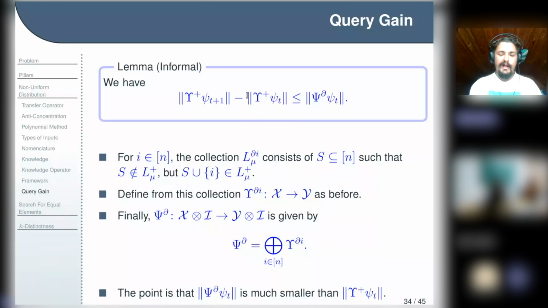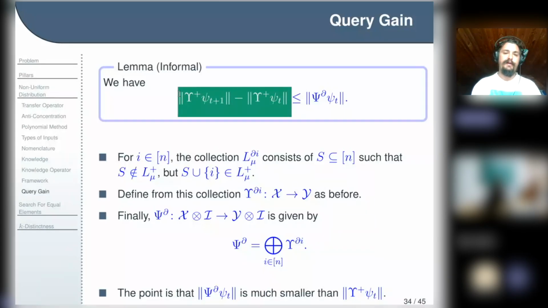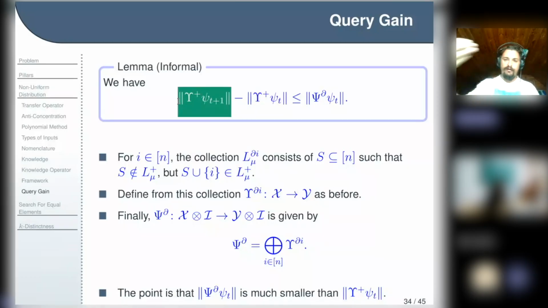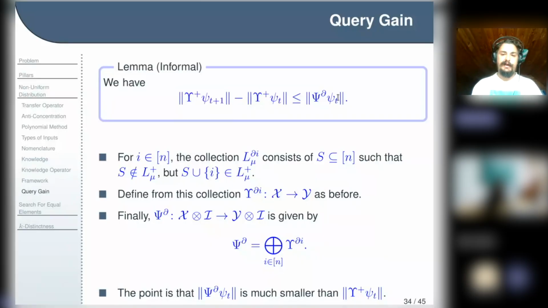So this thing on the left is the change in knowledge in one query. This is the knowledge of the t queries. This is the knowledge of the t plus 1 query. So this is how much knowledge the algorithm has gained after one query. It's bounded by this psi partial thing, and this psi partial is defined in a quite easy but technical way.